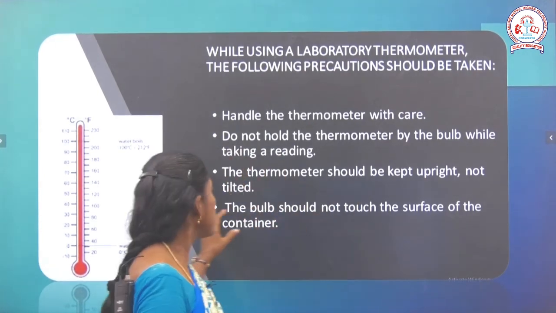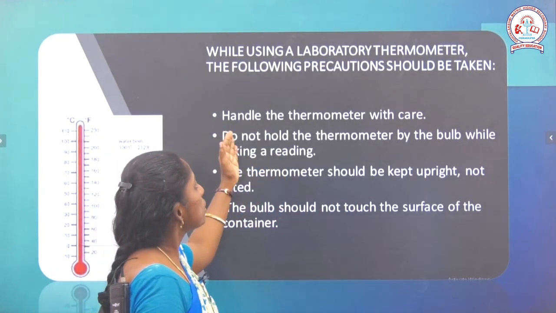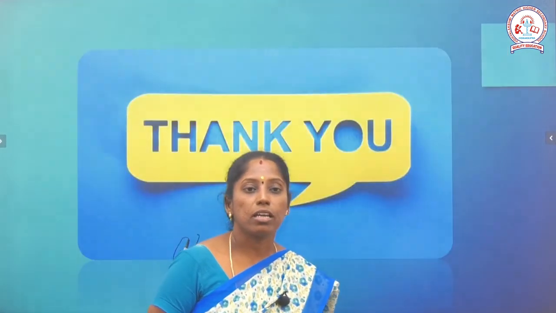These are the steps we use to take the reading using the laboratory thermometer. Then that's all.